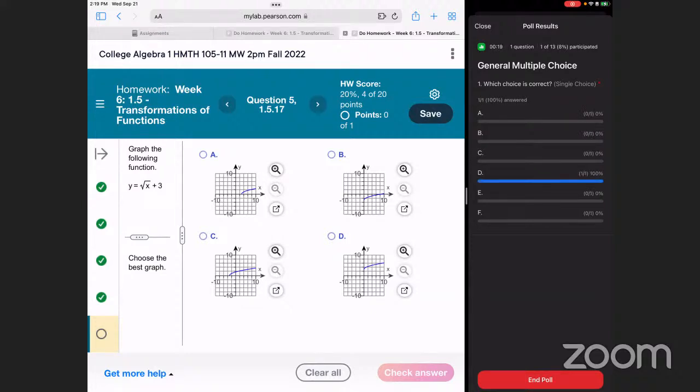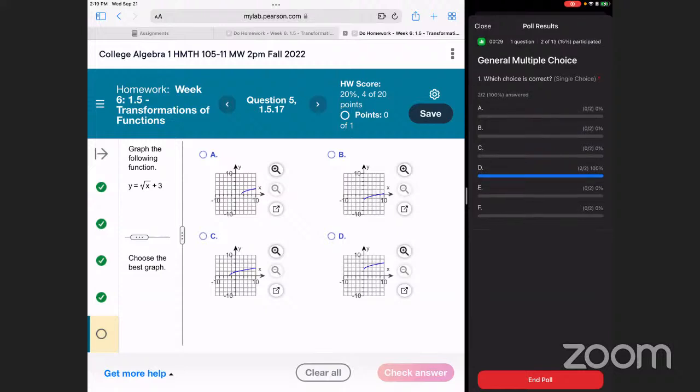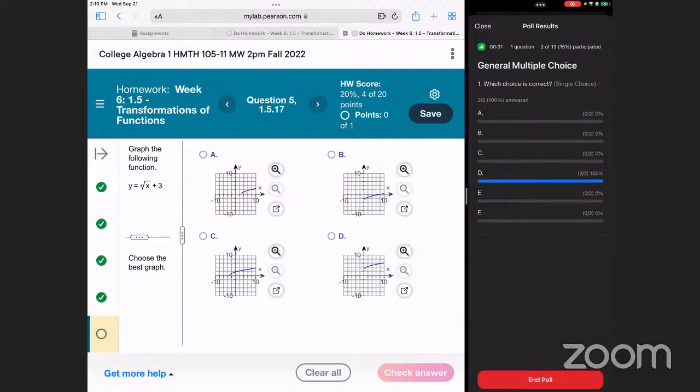We have y equals the square root of x plus 3, right? Okay, we got one taken for D. That was pretty quick. Let me see. Can I see who that is? I know there's a way. I think I can do it when I click on the poll, and I'll check that a little bit later.